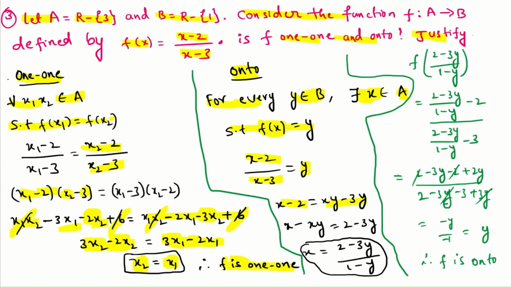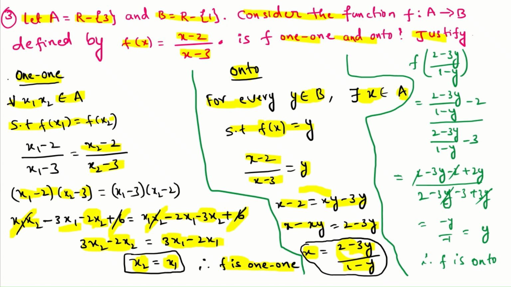Then the x terms I took to the left side. x minus xy is equal to, this minus 2 will go to the right side, 2 minus 3y. Finally, I took x common and sent 1 minus y to the denominator. Therefore, x is equal to 2 minus 3y by 1 minus y. This x value again I am going to substitute in the given f of x, to check whether f of x is equal to y or not.